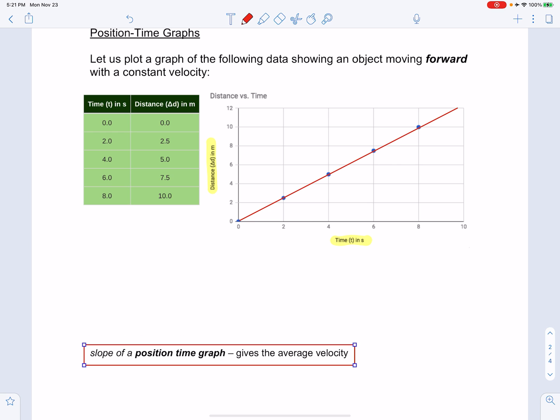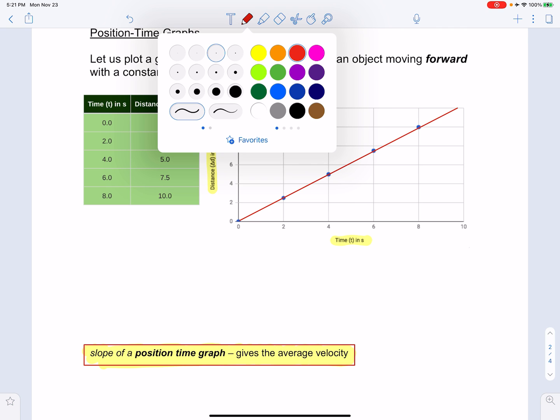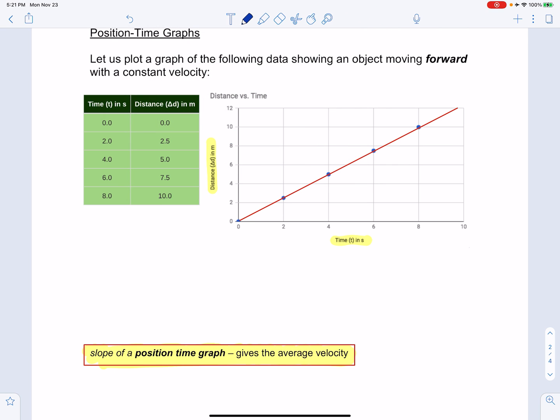This line is sloped, and the slope of a position time graph gives the average velocity of the object. So if I can find out the slope or how steep this graph is, we can find out the velocity of the object. So slope is something you learn and study in mathematics, and it's defined as the change in the y-axis divided by the change in the x-axis. So what we're looking at is the rise over the run.